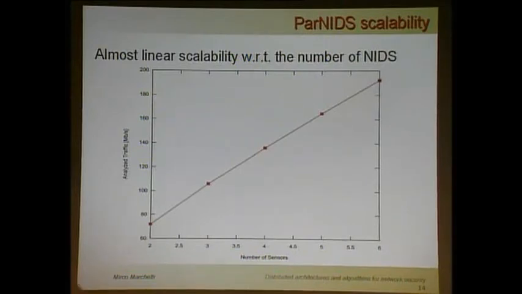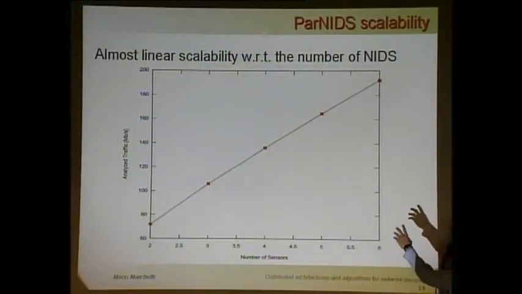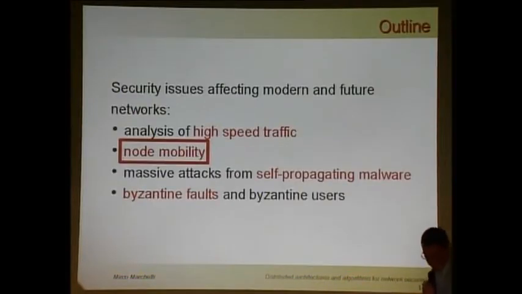Indeed, on the y-axis we can see the traffic that the ParNID architecture in its whole complex is able to analyze without losing any packets, and on the x-axis the number of sensors. As we can see, the highest manageable load is able to scale almost linearly with the number of sensors used in the proposed architecture. Now that concludes my presentation on the area of high-speed network traffic monitoring.